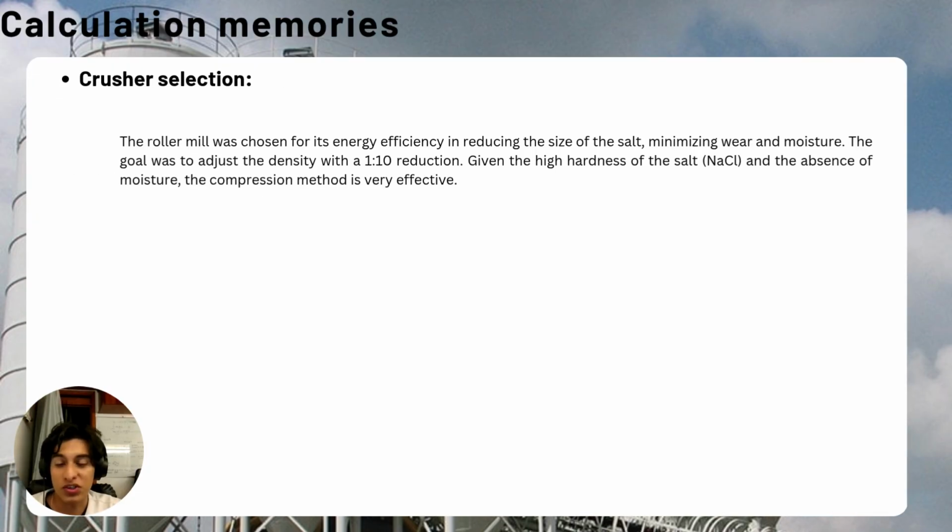Next, we have the crusher selection. First, we decide how to achieve the correct particle size reduction. We decided to create a comparative table evaluating roller and hammer crushers. This led us to conclude that the roller crusher was best suited due to its low energy and cost consumption, as well as its ability to efficiently break down salt particles.